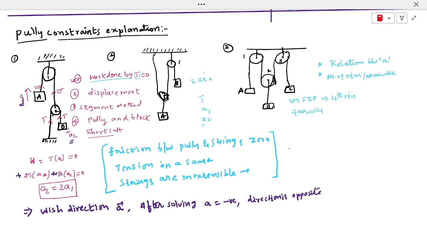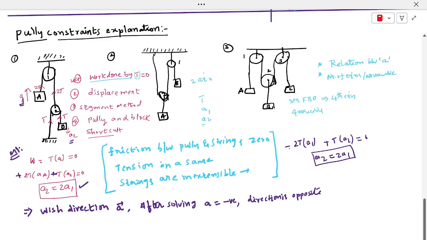So the T's get cancelled. Since the right-hand side is 0, T cannot be 0, and A2 is equal to A1 in magnitude. If you take the accelerations in opposite directions also, you will get the same. That means negative 2T into A1 plus T into A2 is equal to 0, then A2 is equal to 2A1. So this is the relation between A2 and A1 by tension. This is method 1.